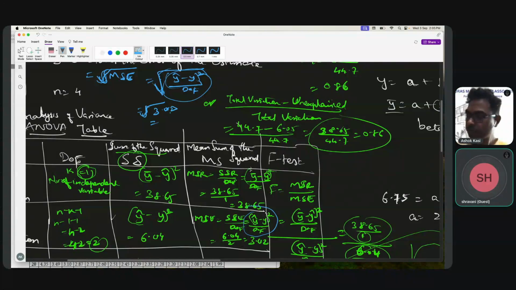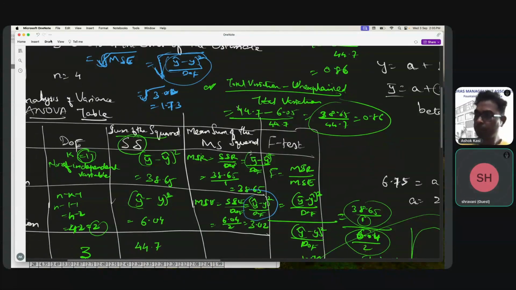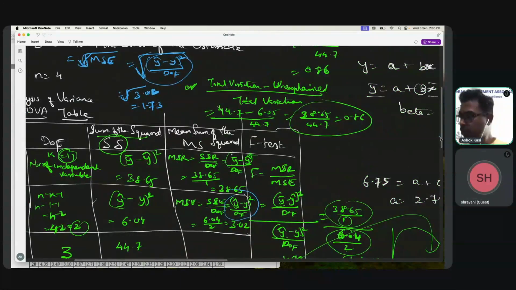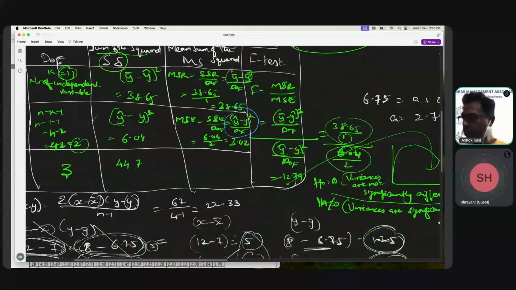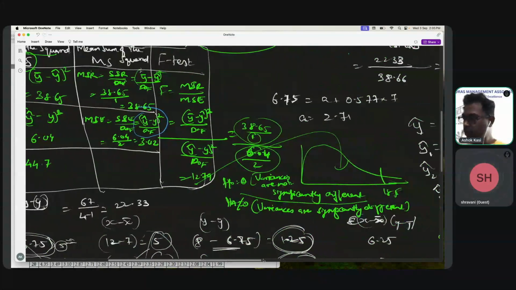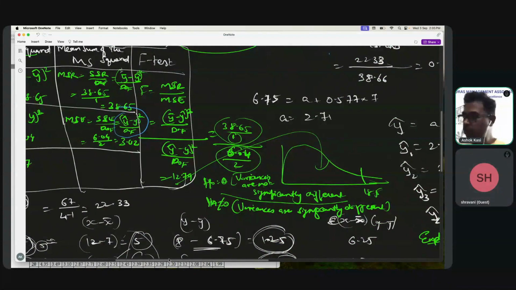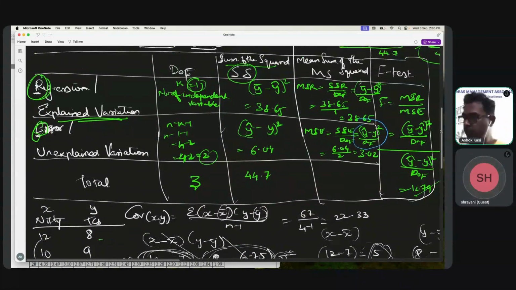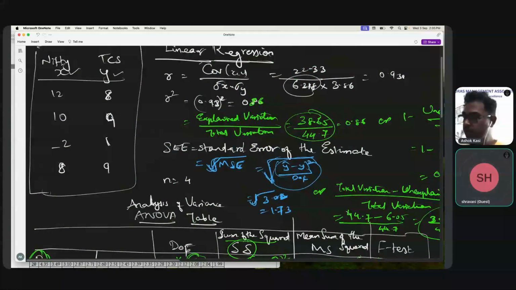Calculate, 1.73. Okay. Actually, we would prefer where variances significantly differ. But because our sample is not very good, we are taking only 4 observations. Okay, fine. Now is this okay till here? Yes, sir.